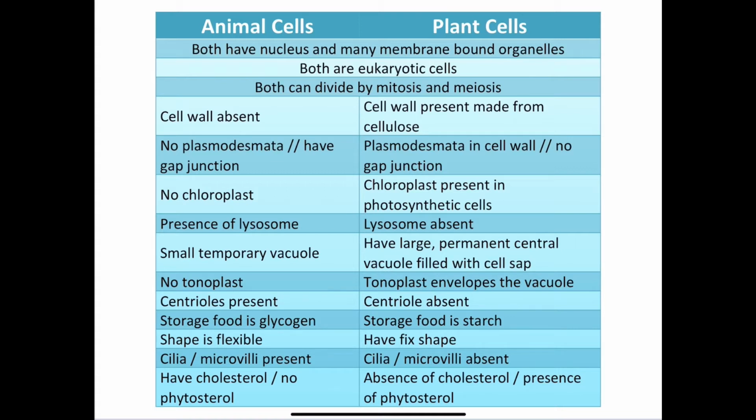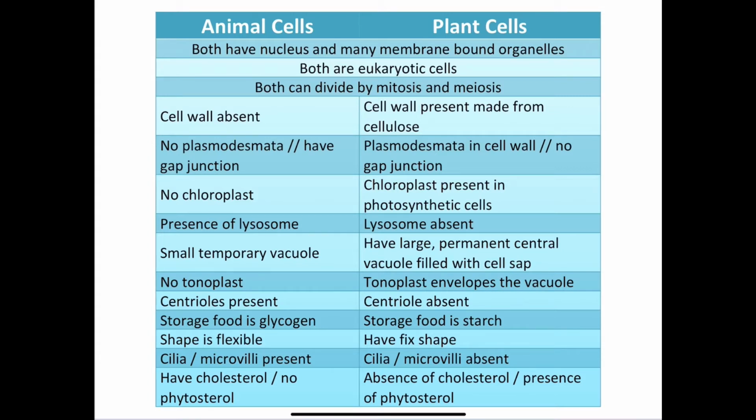Okay, into the differences, animal cell have no cell wall ataupun cell wall is absent, while plant cell, the cell wall is present and made from cellulose. So kita boleh nampaklah di gambar rajah tadi, plant cell dia ada cell wall, animal cell tidak ada.